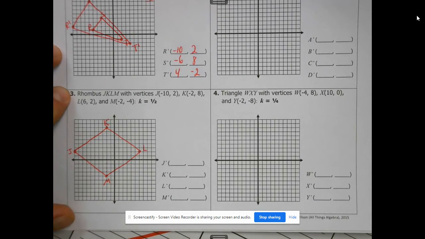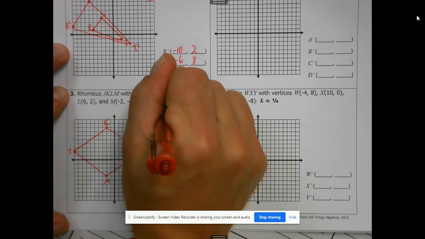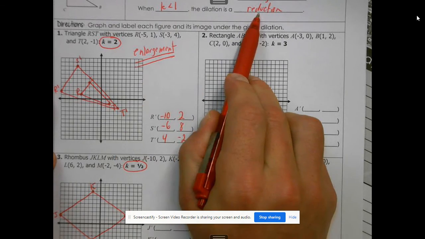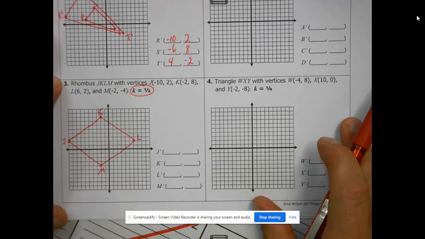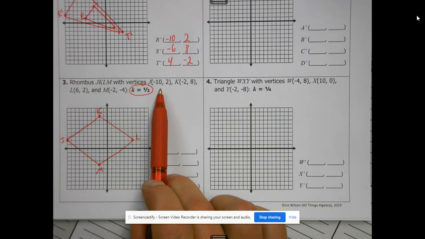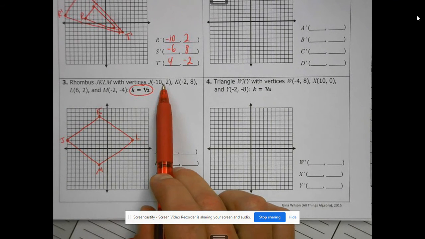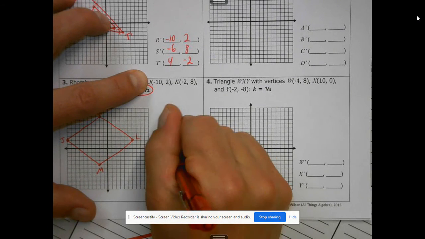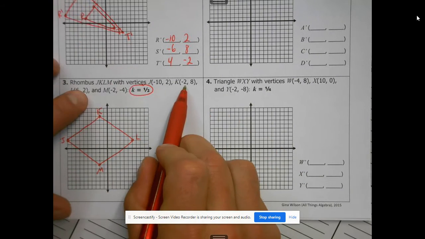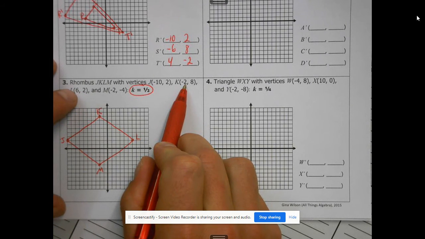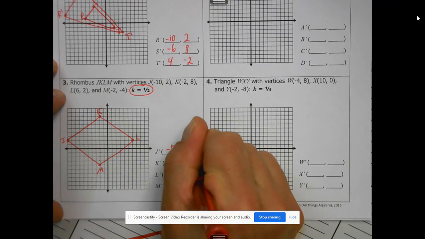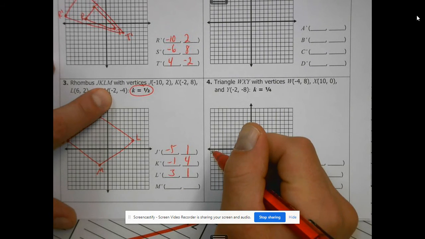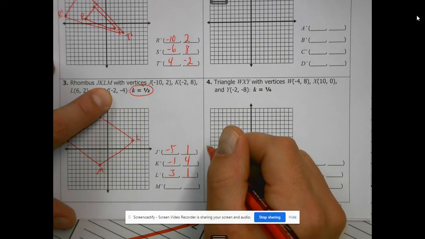Step 2, look for the scale factor. In this case, your scale factor is a half. And since a half is less than 1, that is going to be a reduction. Just like before, you have to multiply each of your ordered pairs by a half. Multiply by half or divide by 2 is the same thing. So if I multiply negative 10, 2 by a half, that becomes negative 5, 1. Negative 2, 8 multiplied by a half becomes negative 1, 4. 6, 2 multiplied by a half is 3, 1. And negative 2, negative 4 multiplied by 1 half, or divided by 2, same thing.